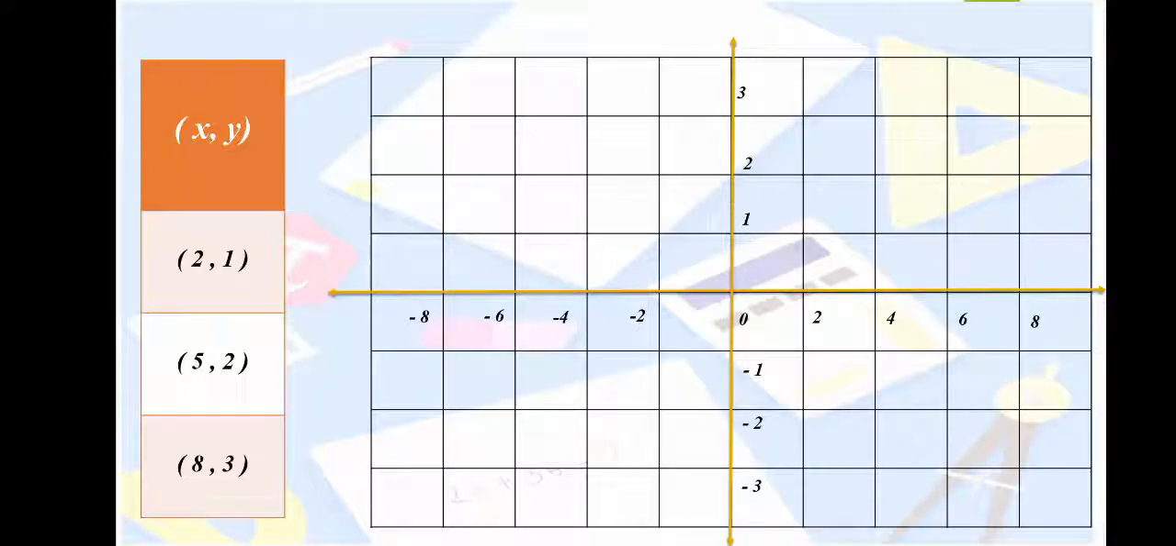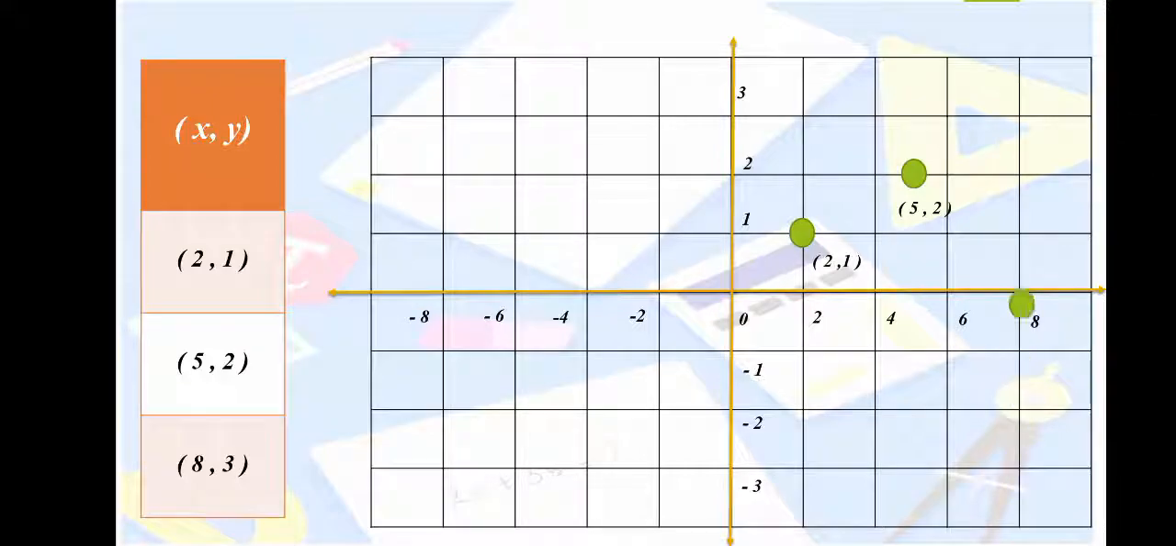So now plotting the graph. (2, 1): 2 is the value of x and 1 is the value of y. So 2 and 1 intersect here. Mention the ordered pair. (5, 2): 5 lies between 4 and 6, and 2 is the value of y. So 5 and 2 intersect at this point, because between 4 and 6 there is a 5. Mention the ordered pair (5, 2).